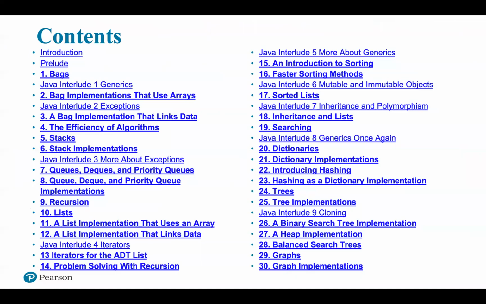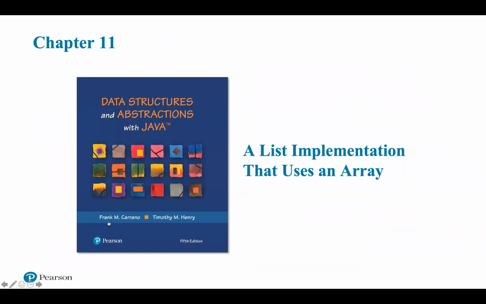We're making some good progress as we work through these different data structure types, talking about bags, stacks, queues, recursion, and then we have gotten into lists. We gave an overview in the last lecture on lists, and now we're going to be talking about the implementation using arrays in this chapter. So we'll get into this.